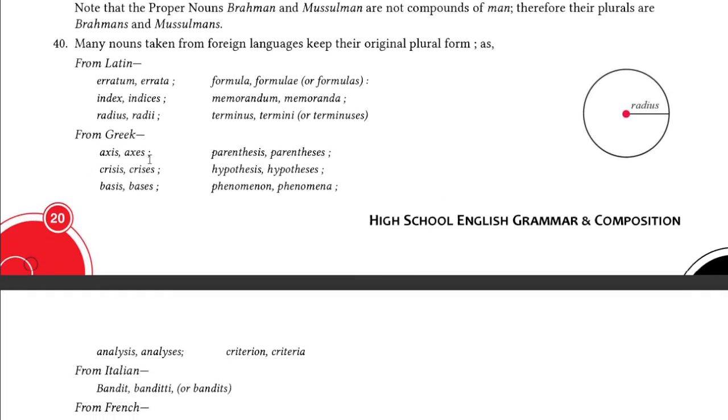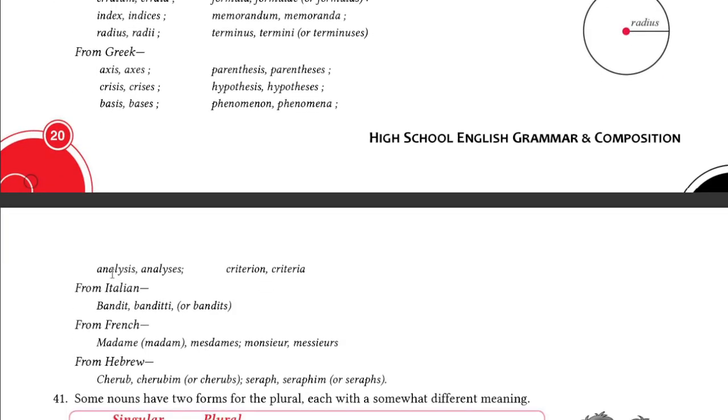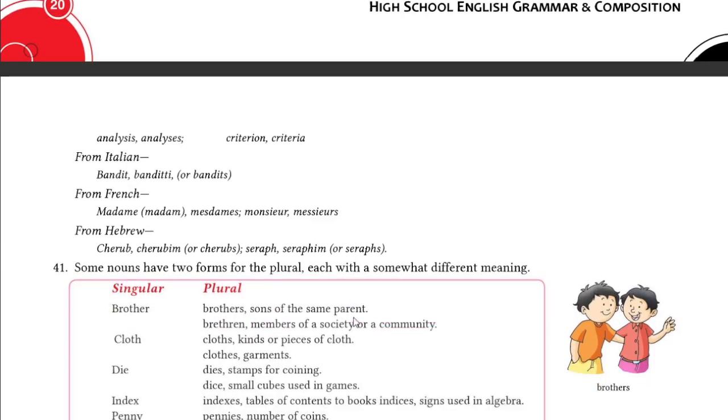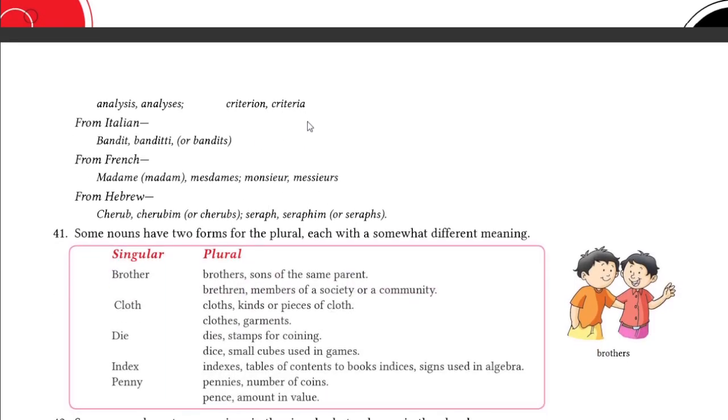Axis, axes, crisis, crises, basis, bases, parenthesis, parentheses, hypothesis, hypotheses, phenomenon, phenomena. These words, both singular and plural forms, are borrowed from Greek. Analysis, analyses, criterion, criteria. Now, since both the forms have been borrowed from the language, they have retained their original form.